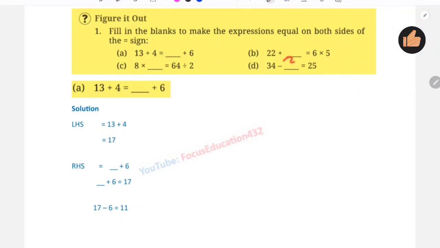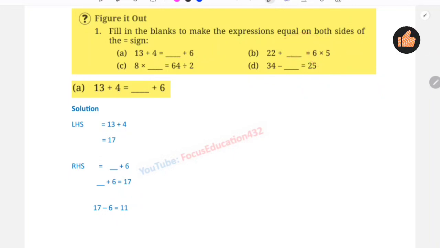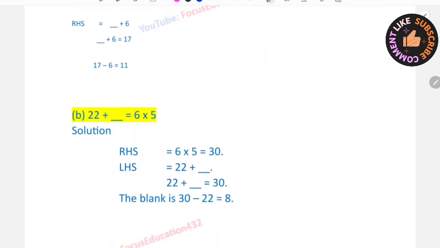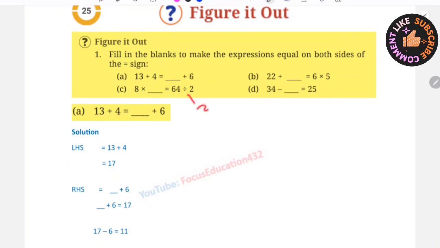The same way, 22 plus blank here equal to 6 multiplied by 5. Right side how much it is? 30. So 30 minus 22 is 8. So we'll get here 8. I have given here the steps. You can go through these steps also. Now 8 multiplied by what equal to 64 divided by 2. So when you say 64 divided by 2, what we will get here?